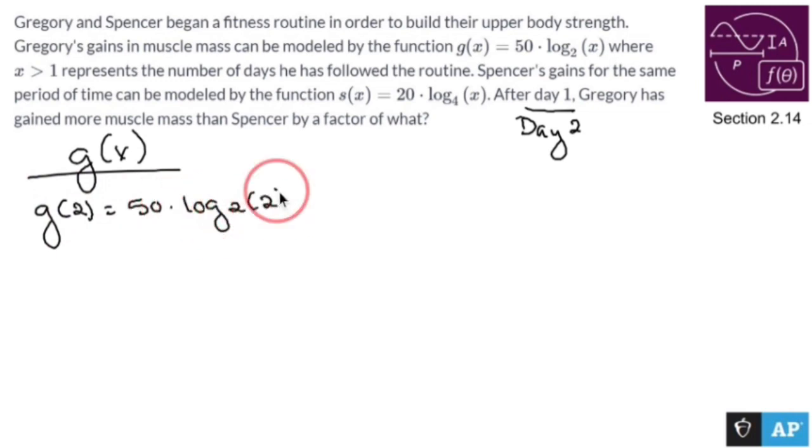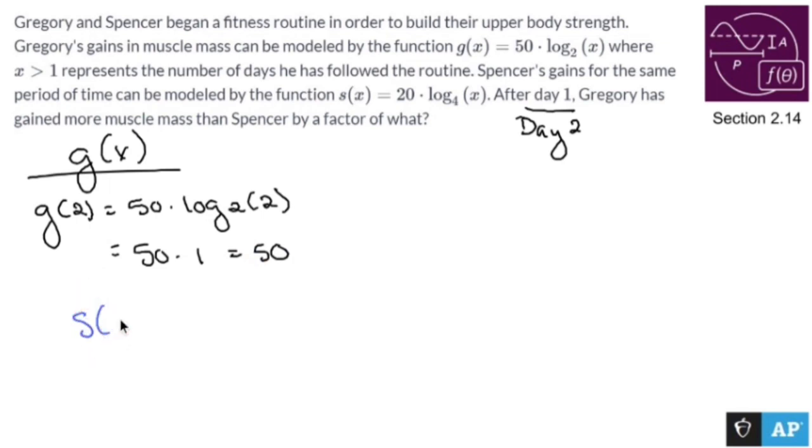Now, before you freak out and say, how am I going to do that? I don't have a calculator. First off, log base 2 of 2 is 1. So it's 50 times 1, which is 50. So whatever that means, 50, that's what Gregory is. Now, let's take a look at Spencer.